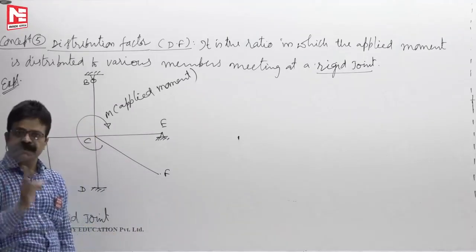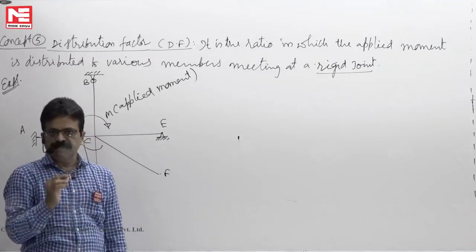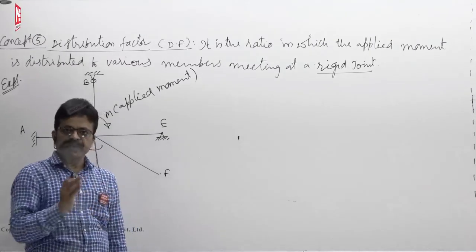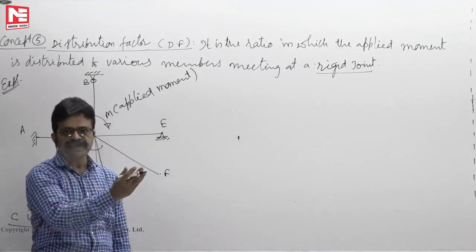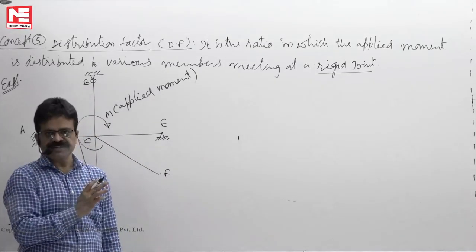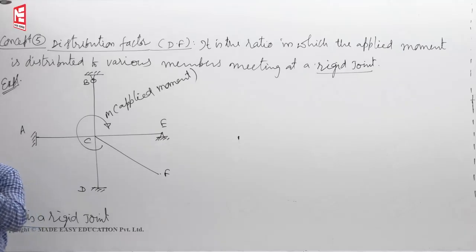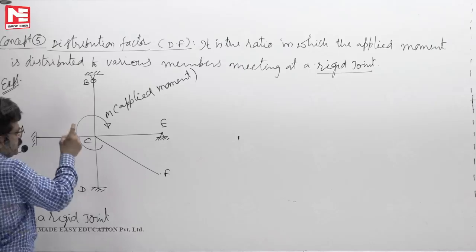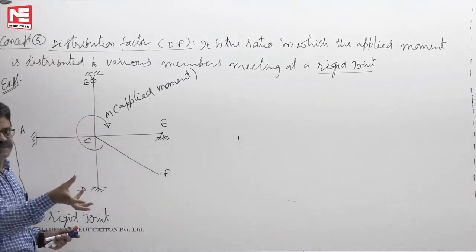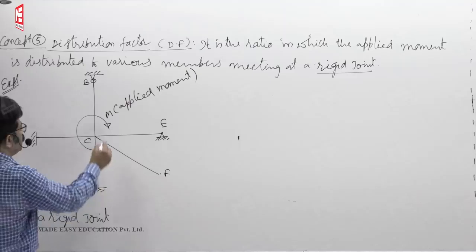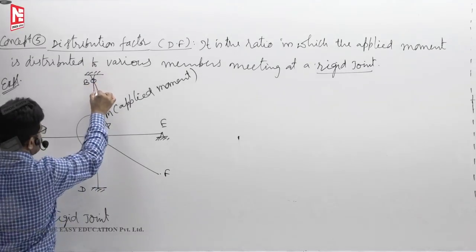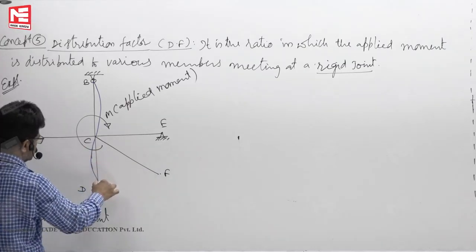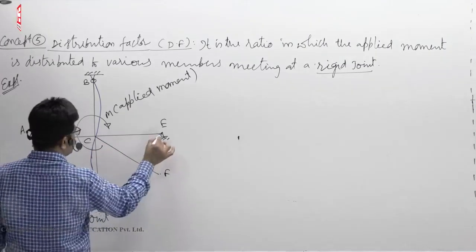There is a difference between applied moment and reacting moment. Applied moment is what we apply. Reacting moment is what is developed, or what is given by the support on the beam to keep it in stable condition. When you apply moment M, because it is a rigid joint, all members rotate by the same angle. That's the meaning of rigid joint. Assume that because of M, these members rotate like this. All should rotate by the same angle.